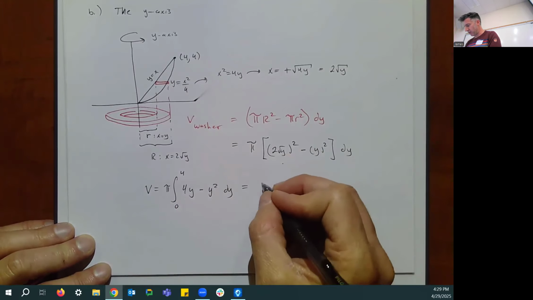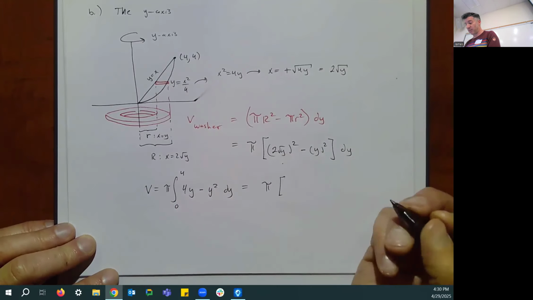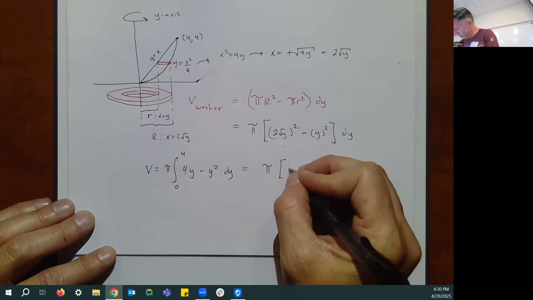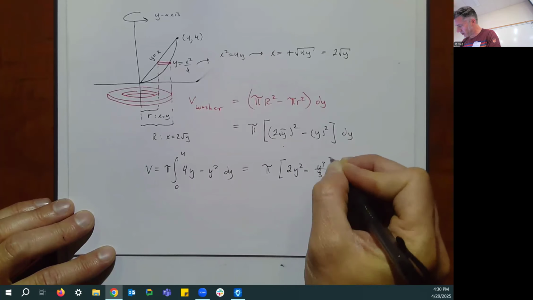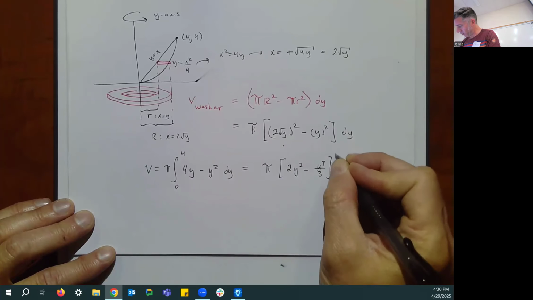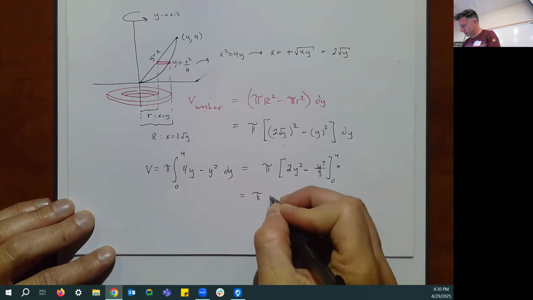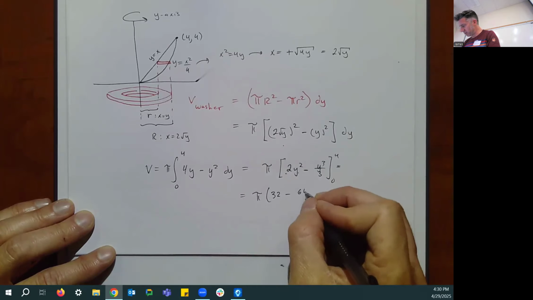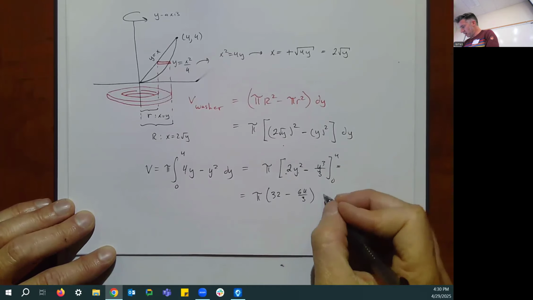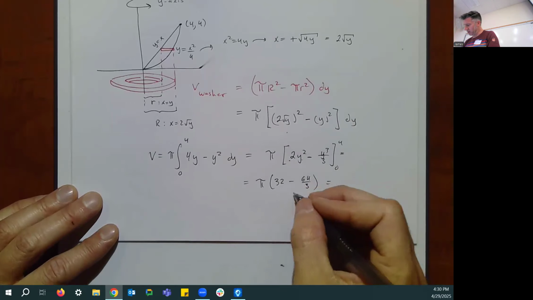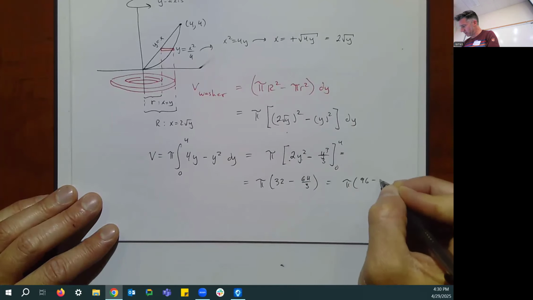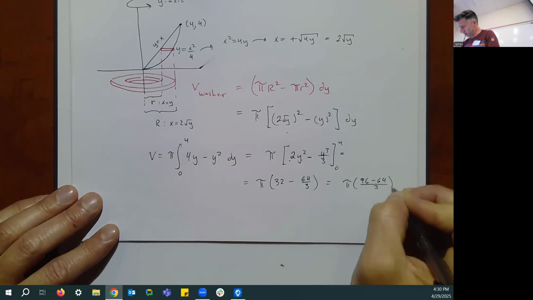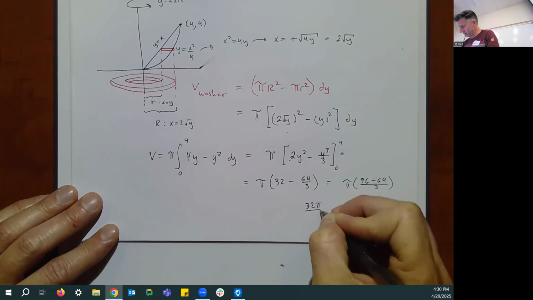We integrate, we get pi times, not making any mistakes this time, James, 4y squared over 2, which is 2y squared, minus y cubed over 3, evaluated from 0 to 4. So we're going to get pi times 2 times 16 minus 64 over 3. Let's see, multiply this by 3 over 3, you get pi times 96 over 3 minus 64 over 3. So 32 pi over 3.